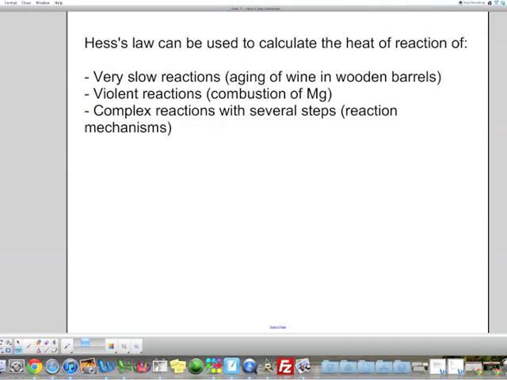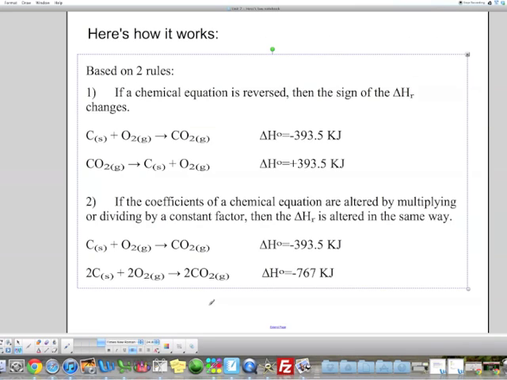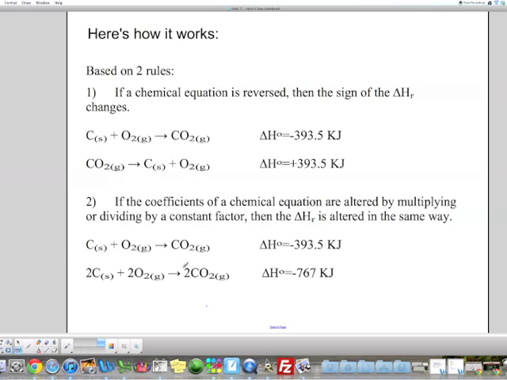Okay, so let me show you how we apply Hess's law. We need to work with individual reactions. For simpler reactions, we know their delta H, or delta H molar I should say, how much energy is involved in a reaction per mole of a certain substance.